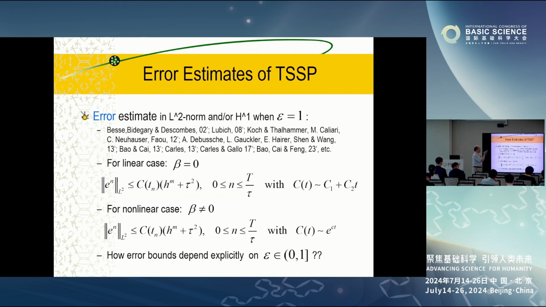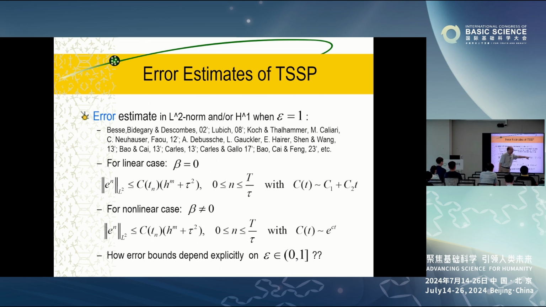Okay, of course, error estimate. Again, we talk about epsilon equal 1. There has been a lot of study from Bao, from Christian Lubich, and many others. Again, for the linear case, for beta equals 0, one can prove, with En the error function, that the L2 norm of the error for this method is less than or equal to C of t times h to the power m plus tau squared, where m depends on the regularity of the solution. Interesting here is that this C of t grows linearly with t.